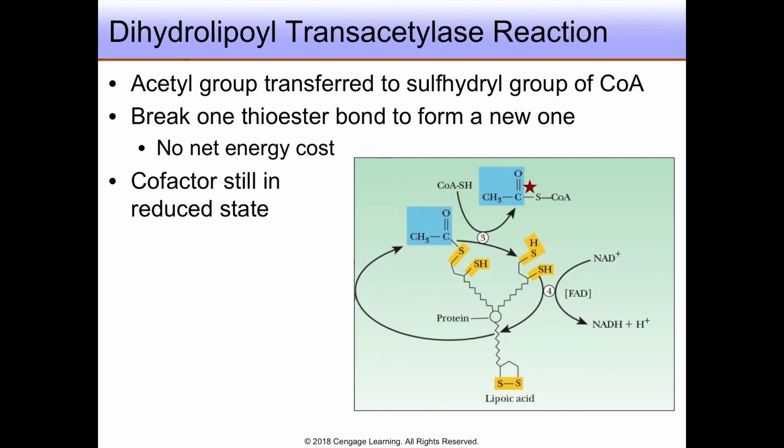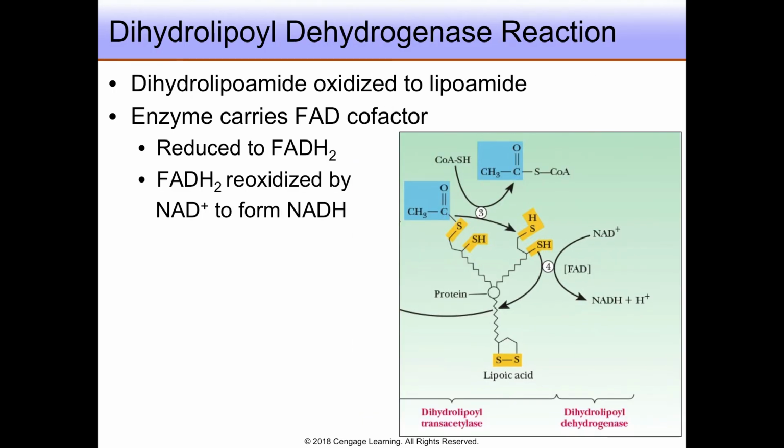Notice that though the conversion of pyruvate to acetyl-CoA is now complete, the lipoic acid cofactor is still in the reduced state. The final enzyme in this complex, dihydrolipoyl dehydrogenase, is therefore needed to regenerate the oxidized form of the lipoamide cofactor. The dehydrogenase carries an FAD cofactor that oxidizes lipoamide and at the same time reduces FAD to FADH2. The cycle is complete when those electrons are transferred from FADH2 to NAD+.